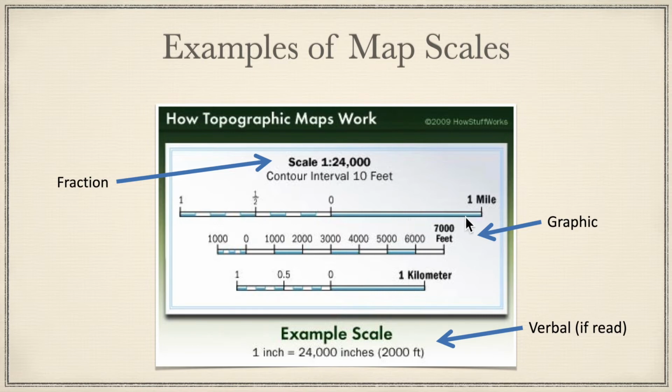Again, you've got 1 mile on this side, and you've got it divided up into tenths of a mile on this side. Same with the kilometer. You've got a kilometer over here, and then you've got tenths of a kilometer over here. And then this is divided up just by every 1,000 feet on this one. And then we have a verbal scale. 1 inch is equal to 24,000 inches, or 1 inch is equal to 2,000 feet on the map.